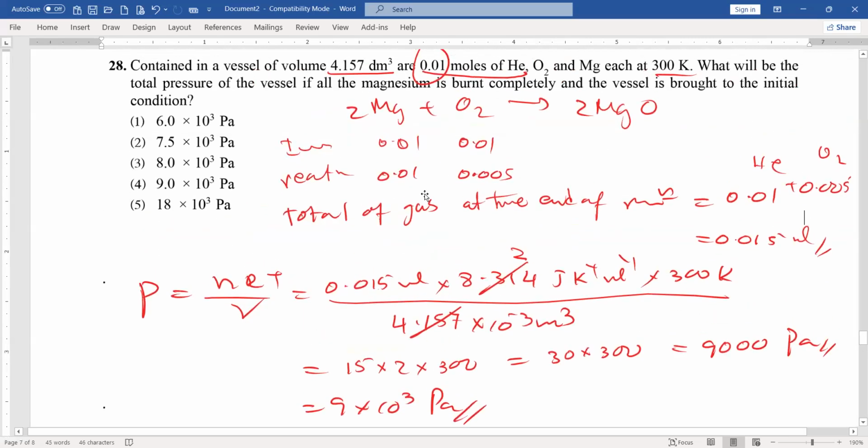Here you have to consider which is the limiting reagent. In this case, the limiting reagent is magnesium, so magnesium will limit the reaction. Oxygen we have in excess, so oxygen is the excess reagent. And helium does not take part in the reaction because it is inert. So the answer is the fourth one.